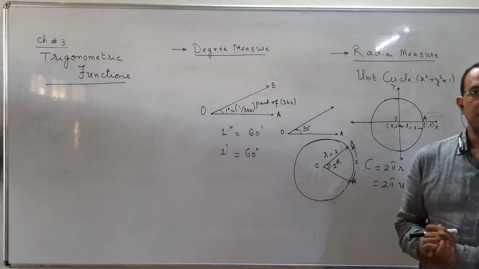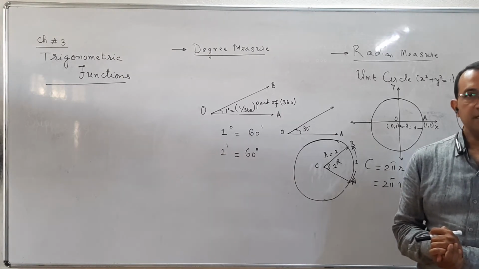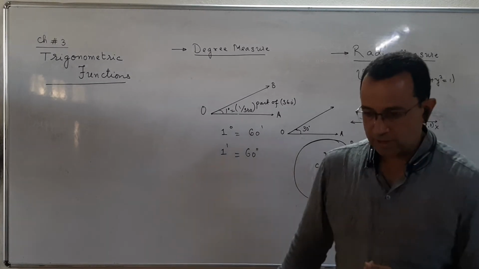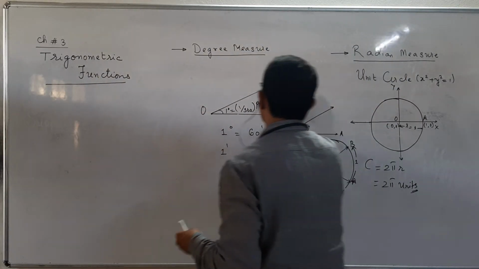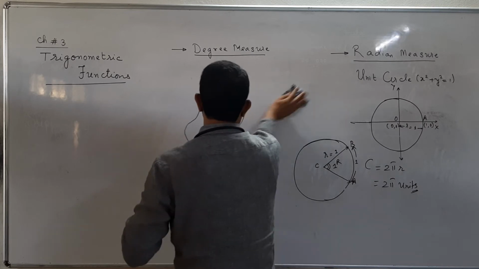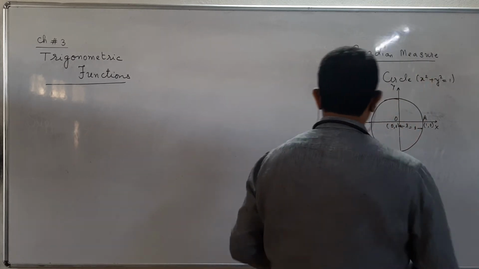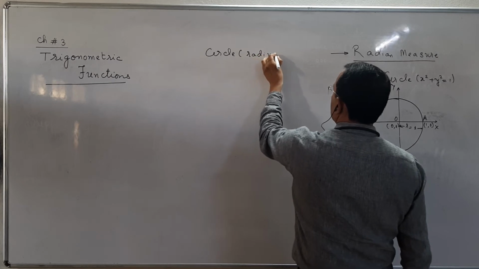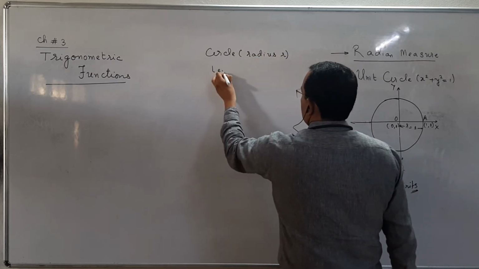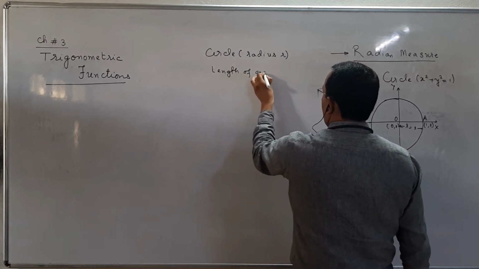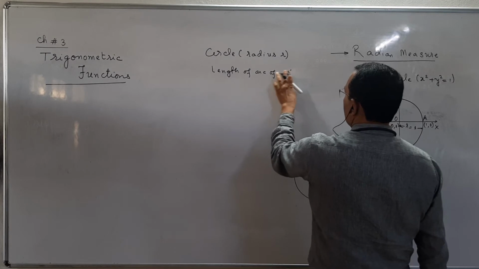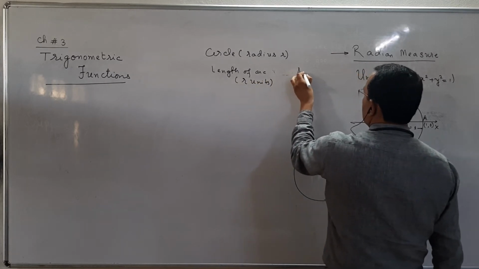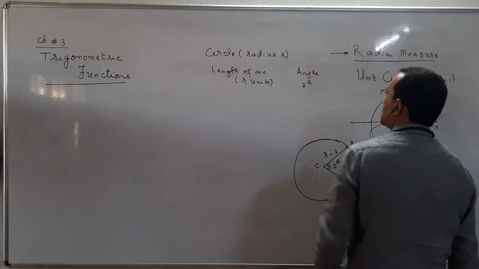Now, in a circle of radius r, an arc of length r. Students, one very important result I am going to derive. These derivations are generally not asked in the exam, but pay attention, students. It is worth understanding. In a circle of radius r, an arc of length r units, the angle subtended at the center is 1 radian.